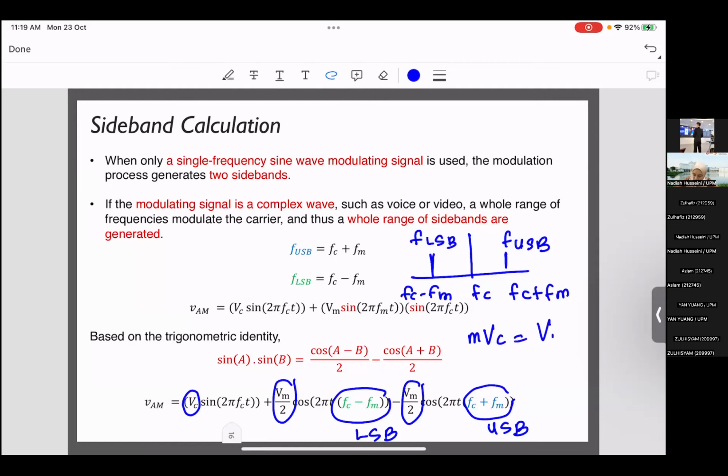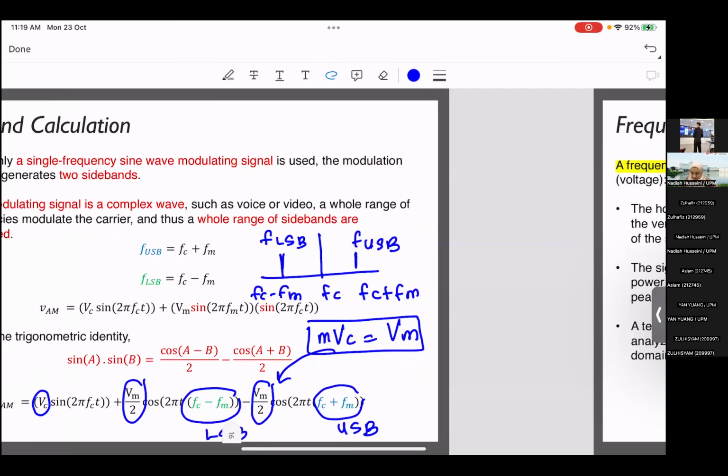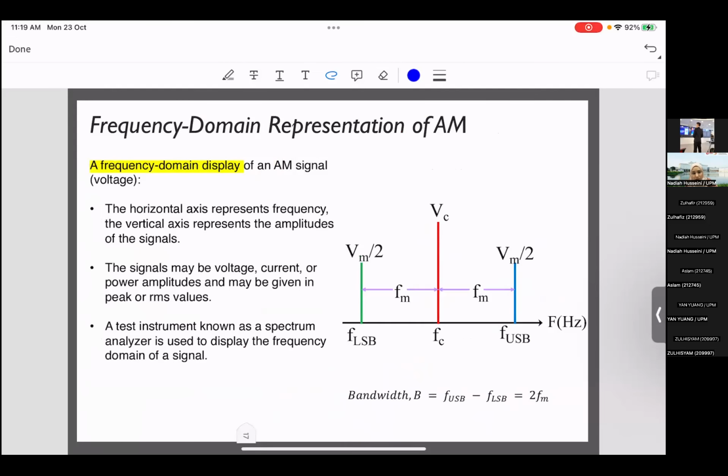MVC Vm. So we can use this equation, substitute it here to find out everything in VC if we want. But we will do this later. Just recap for now. Okay, any questions up to this point? Any confusion you want to ask? Want to clear up? Is everyone okay?